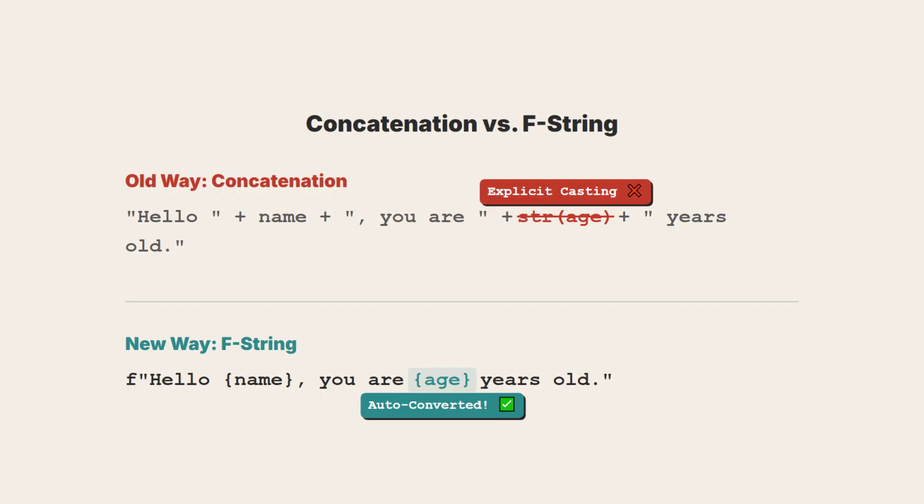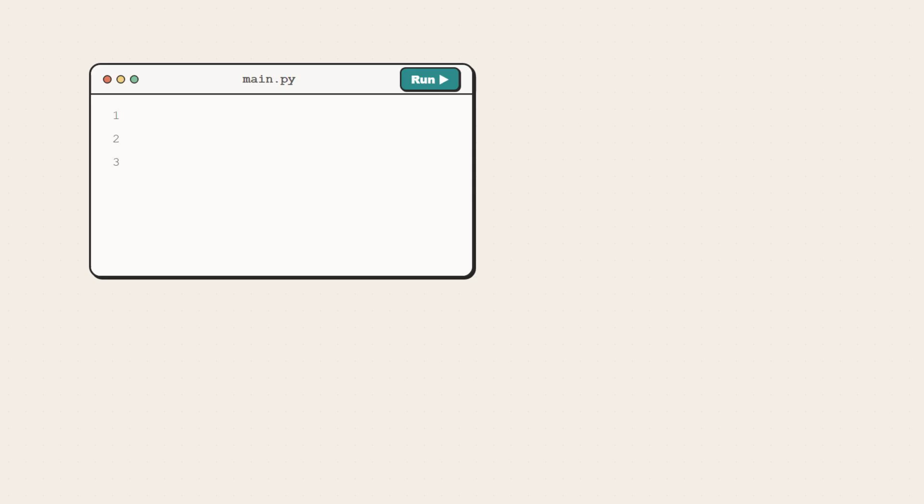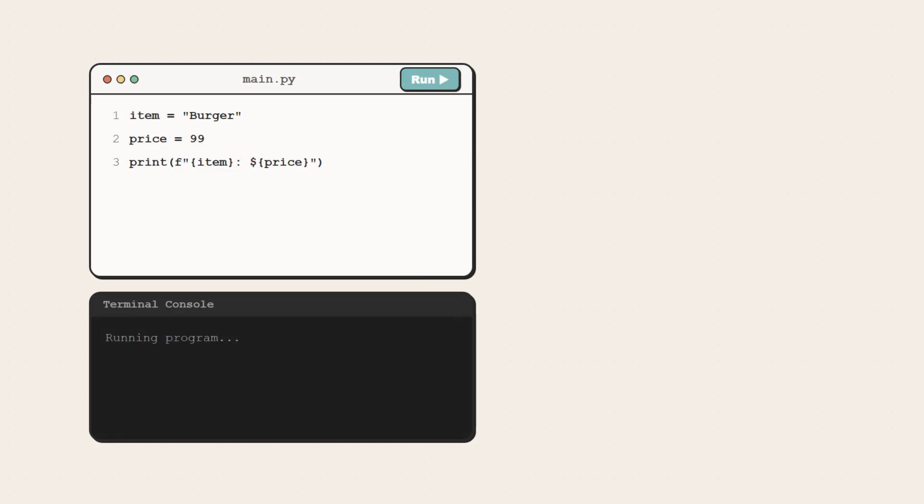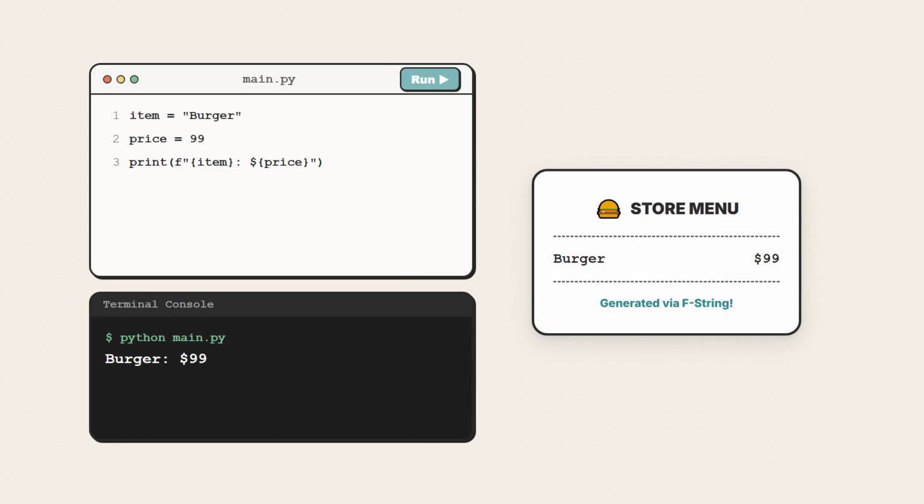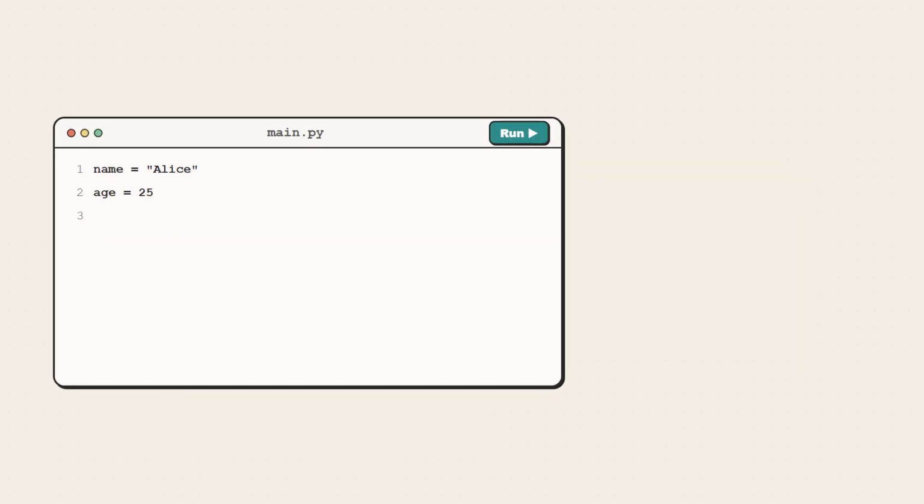Let's look at a practical, real-world example. Suppose we are building a menu. Let's write item equals burger. Price equals 99. Print F item $price. Run the program. The output is burger $99. This is a clean way to format outputs for store items or receipts.